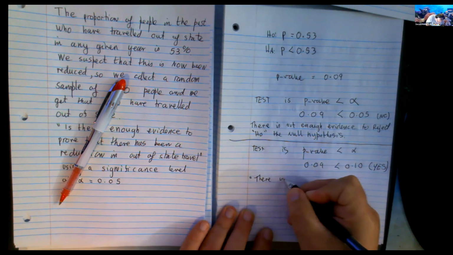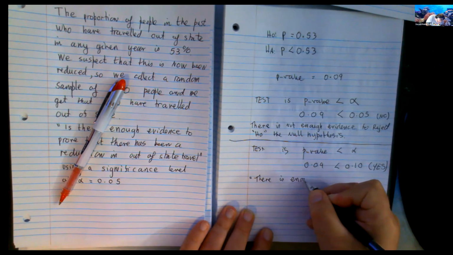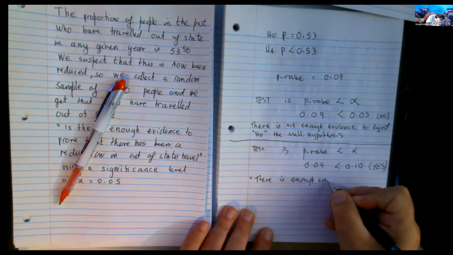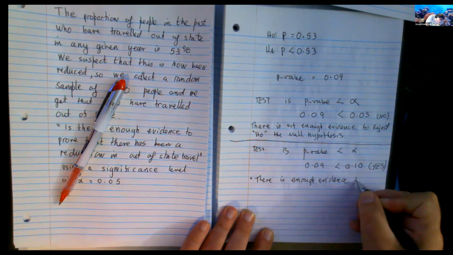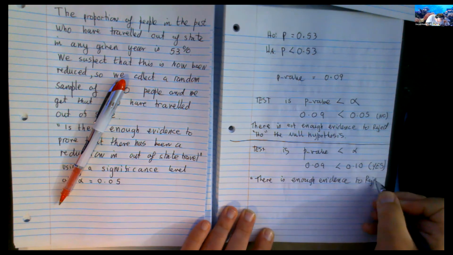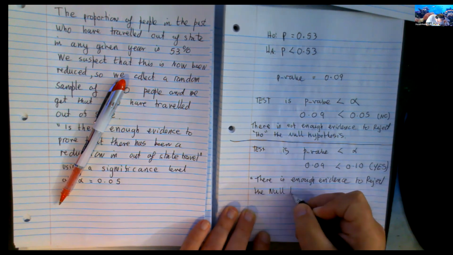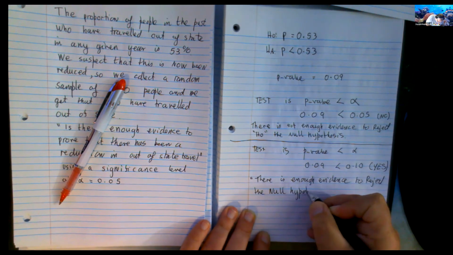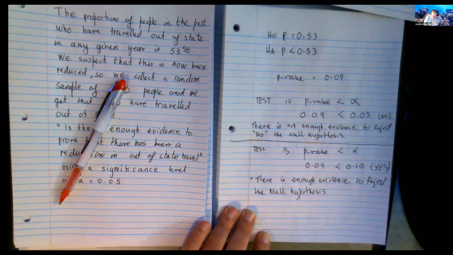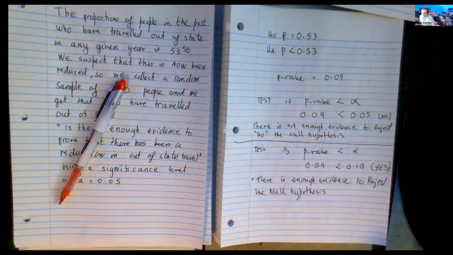There is enough evidence to reject the null hypothesis. It's almost the same sentence, right? But instead of there is not enough evidence to reject the null hypothesis, we now say there is enough evidence to reject the null hypothesis. And you might think we finished there, but we don't. We add something else.